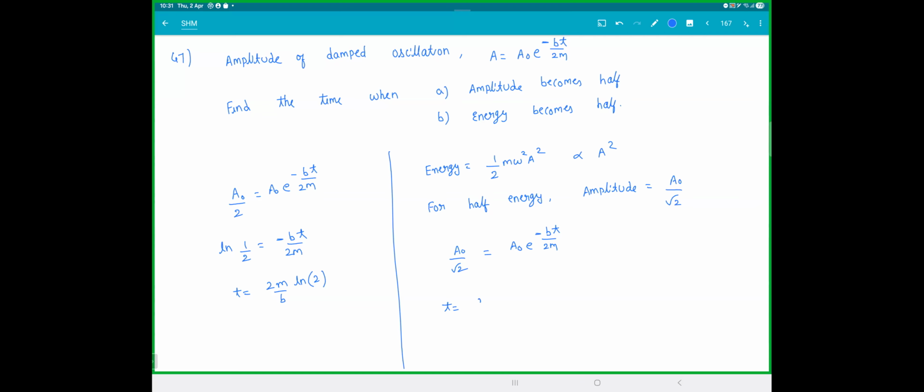I think 2 will not come here. m by b ln 2. Easy. Yeah, ln root 2. Then you can bring a half outside, no? That goes off. But this was the question whenever they asked on damped oscillation. This was the question they used to ask in Mains and BITS and CET. They never go beyond this at that level.